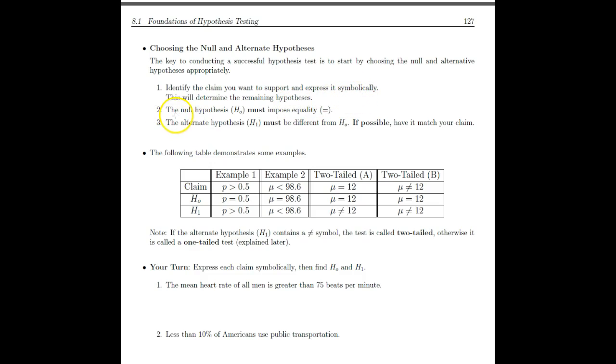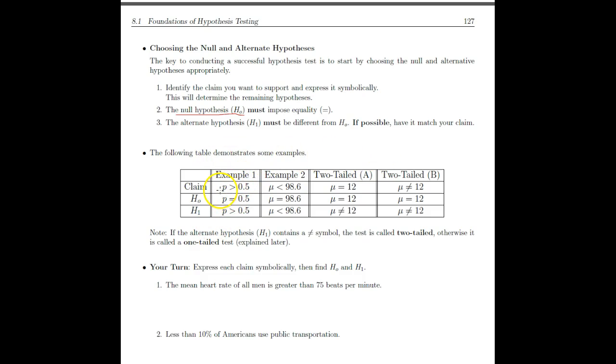One thing you need to know is that the null hypothesis, H sub 0, or also read H naught, must impose equality. So it must say that P equals something, or mu equals something. And again, we'll reinforce these through the group works, and you'll see these throughout the rest of this lesson. The alternate hypothesis, H1, must be different from the null hypothesis. If possible, have it match your claim. That makes things a bit easier. So the following table demonstrates some examples.